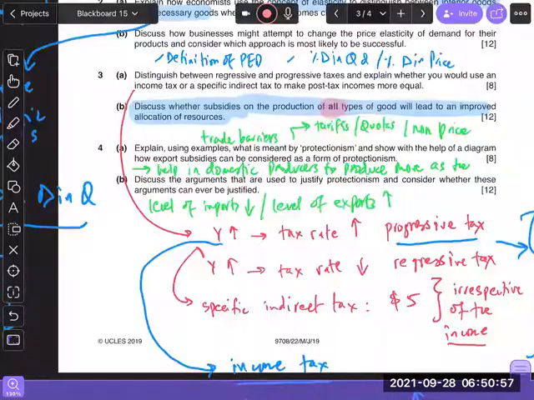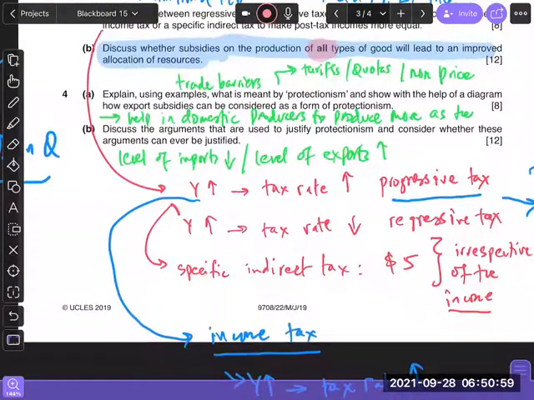Okay, guys. Discuss the arguments that are used to justify protectionism and consider whether these arguments can ever be justified. So what are the arguments? This is a fairly straightforward question. I don't need to spend too much time, but the arguments are the infant industry argument, job protection, dumping, and balance of payments. So the four arguments that are out there.